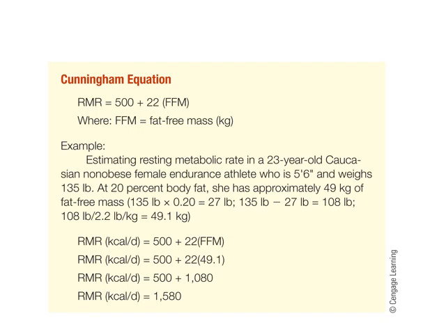Another prediction equation that can be used to estimate energy is the Cunningham equation. This equation requires that the athlete using the equation have an estimate of their body composition or an estimate of their fat-free mass. In this example, a female endurance athlete, age 23, 66 inches tall, with a weight of 135 pounds, has a body composition estimate of 20% body fat. This estimate can be used to determine the approximate kilograms of body fat this person contains and their fat-free mass. Fat-free mass is then plugged into the equation. This example comes out to 1580 calories per day.